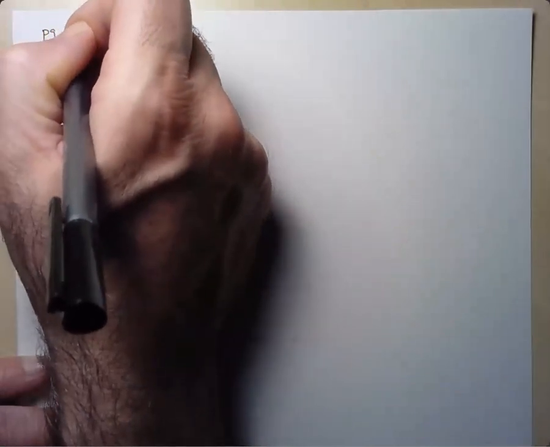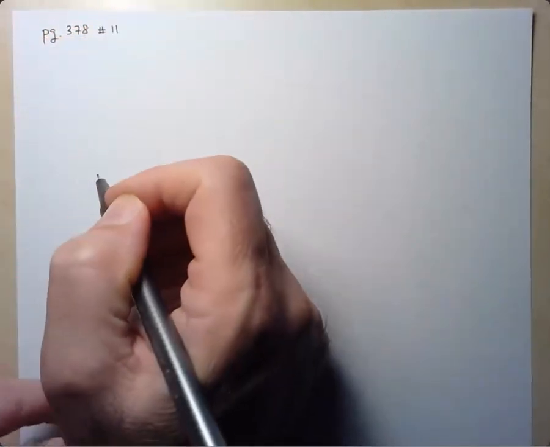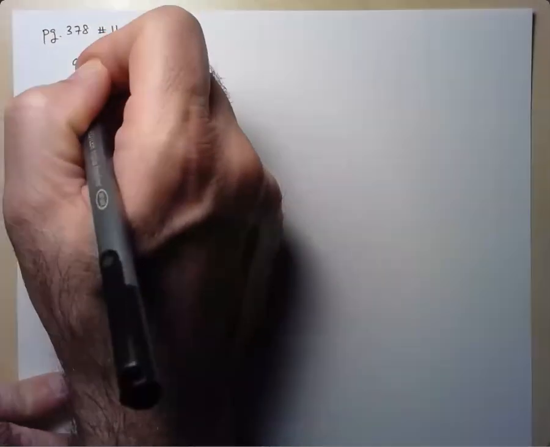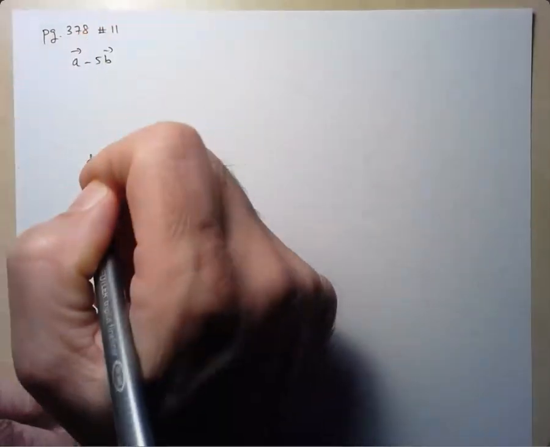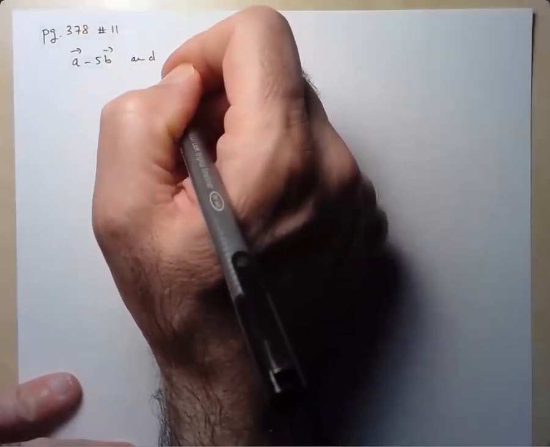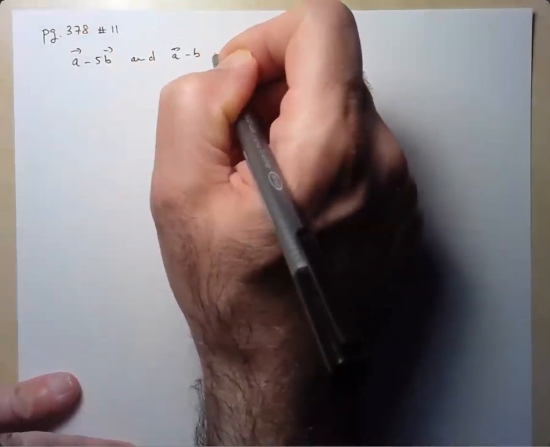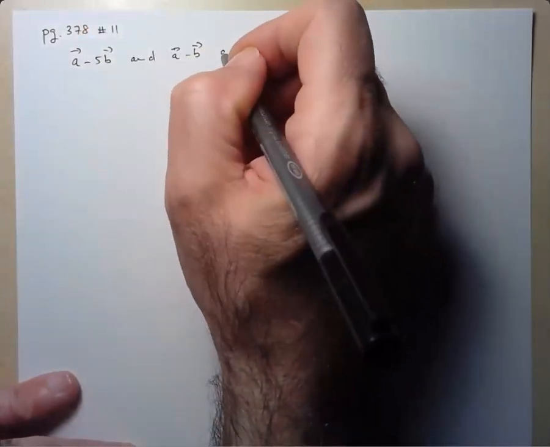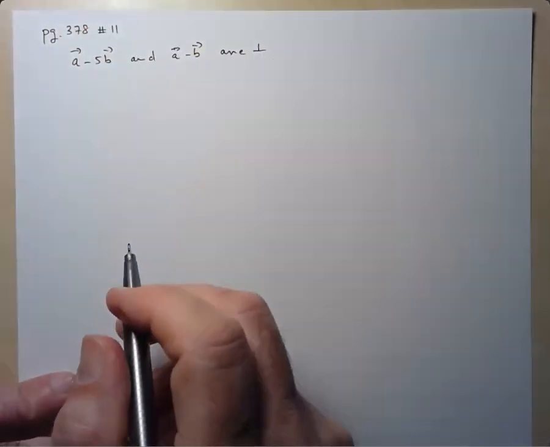All right, so next we've got number 11. So page 378, number 11. And let's see what they give us here. So they tell us that A minus 5B, this linear combination of vectors A and B, and this other linear combination of A and B, just A minus B. Now remember, when I subtract vectors, I get another vector. They said that these two vectors are perpendicular.